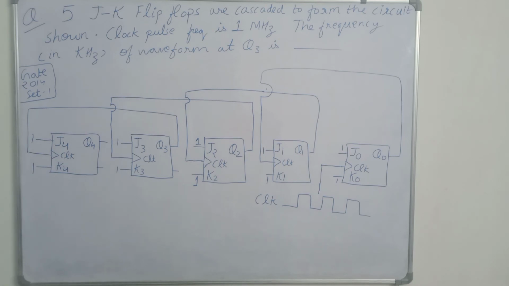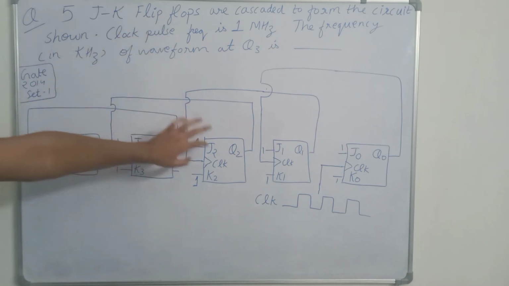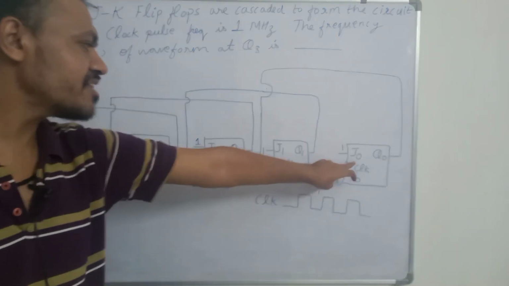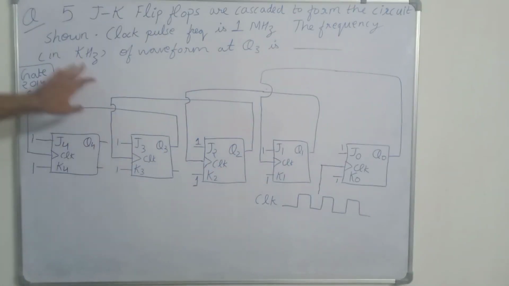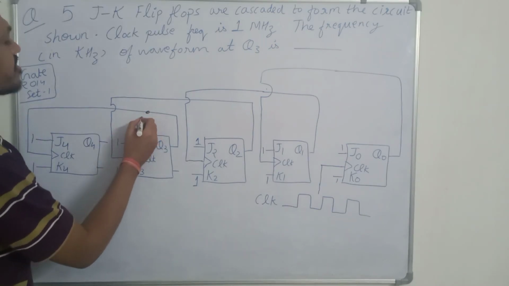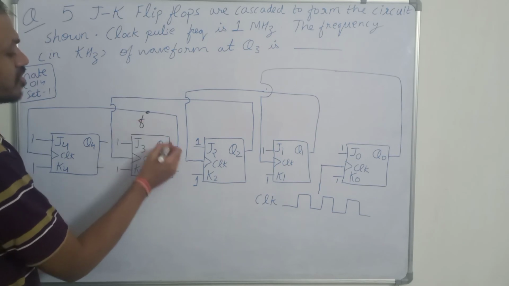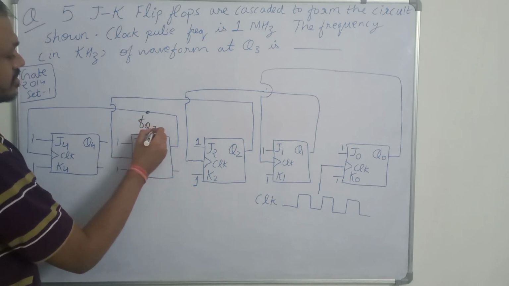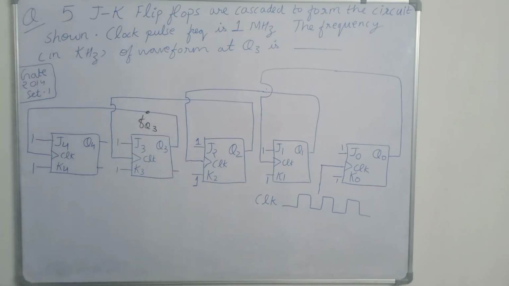So these flip-flops are cascaded and the output of each flip-flop is going into the clock input of the next flip-flop. We are given that the clock pulse frequency is 1 megahertz. We have to find the frequency of the waveform at Q3.